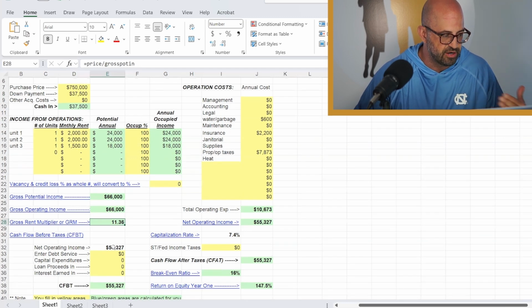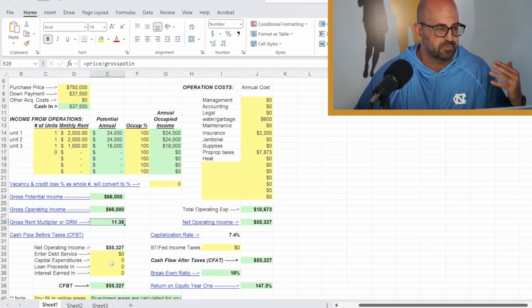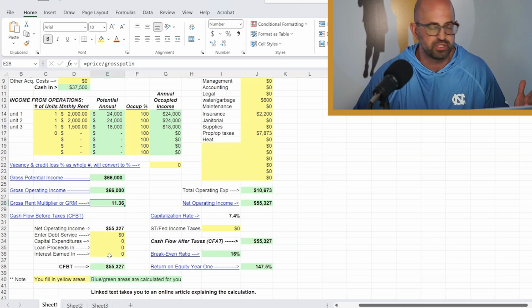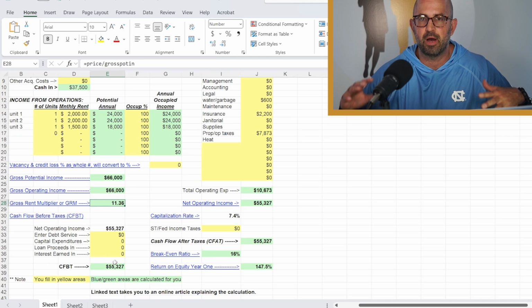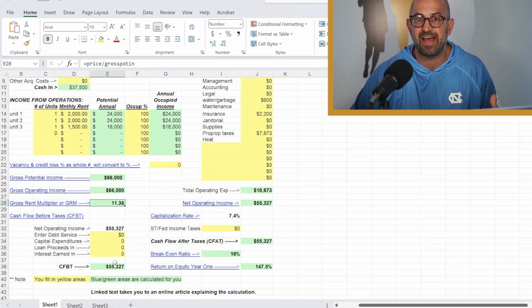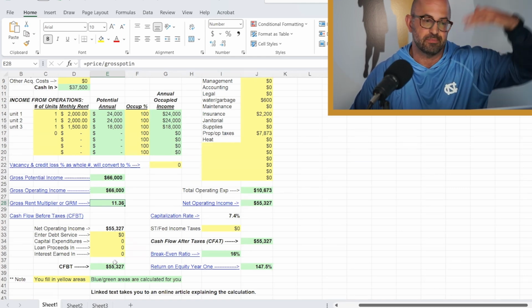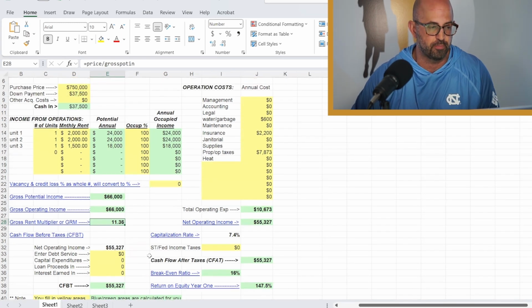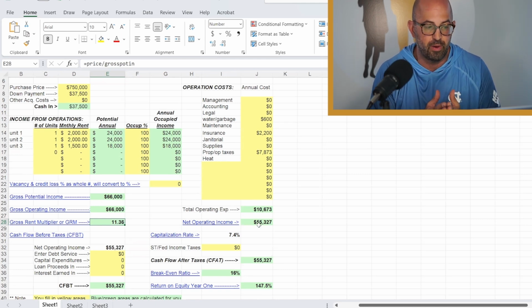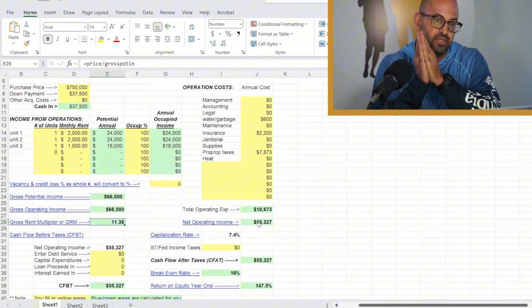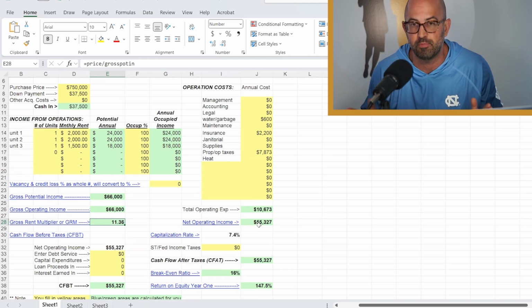So then you've got your net operating income, debt service, capital expenditures, loan proceeds, interest earned, all that stuff. I don't get into that when I'm doing back of the napkin math, but you can add that stuff in. We will go into that on the third one, how that affects your property. Operation cost right here, management, accounting, you can add whatever you want. That's going to be your total expenses. And then you have your net operating income, your NOI, which is your income minus your expenses. So the real money you make, right?